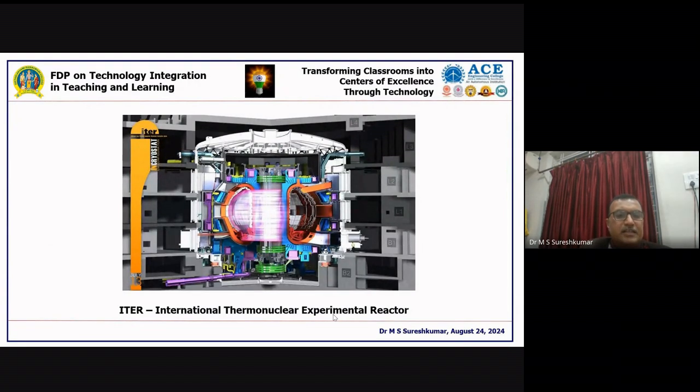And this is one more, the International Thermonuclear Experimental Reactor. These facilities are not possible to establish within a day or overnight, but they are available. Now it is connected within the limit.